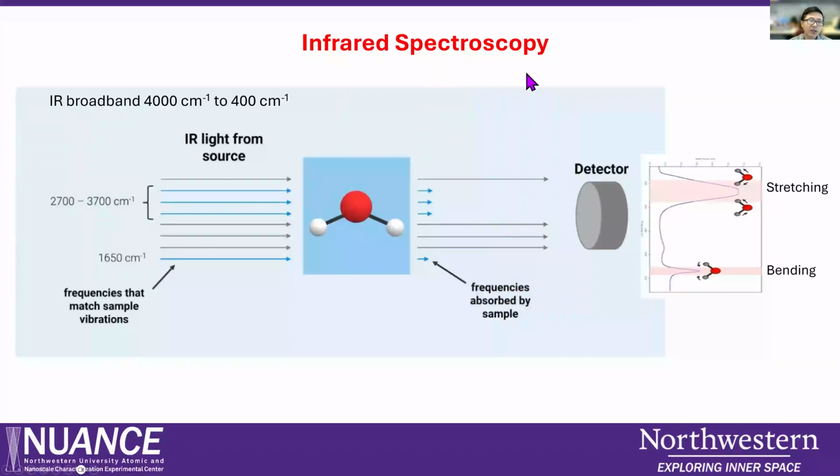For IR spectroscopy, we use a broadband light and shoot it on this molecule. And then we know the molecule is vibrating. If this frequency does not match the vibration, then this light will go through the path.